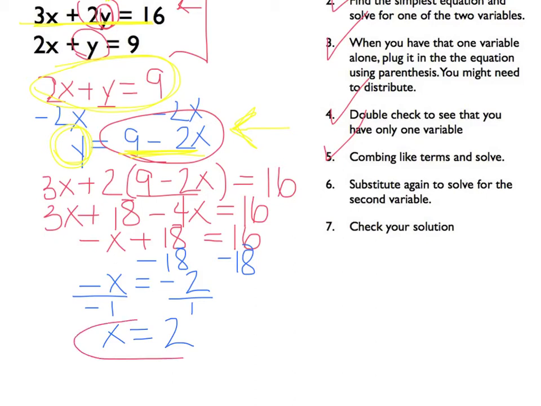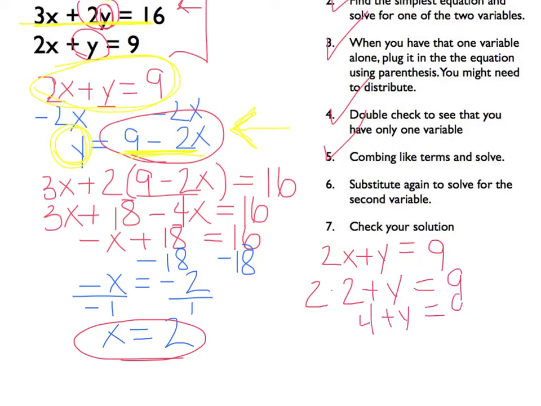Now that we know what x is, we're going to figure out what y is. So let's use that first simple equation, 2x plus y equals 9. Or we can use our other equation, y equals 9 minus 2x. It doesn't matter. So if x is 2, that means 2 times 2 plus y is 9. Or 4 plus y is 9. And that says that y is equal to 5. So we now solved for our second variable. X is 2 and y is 5.